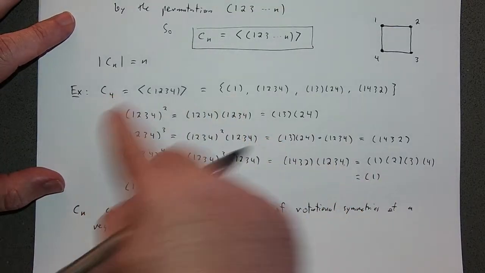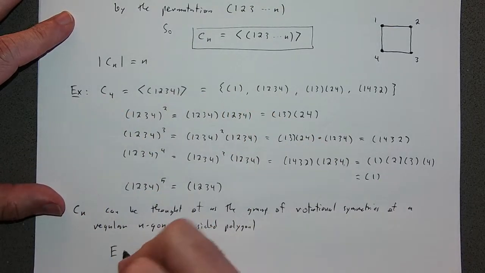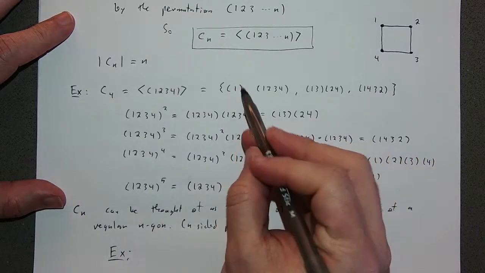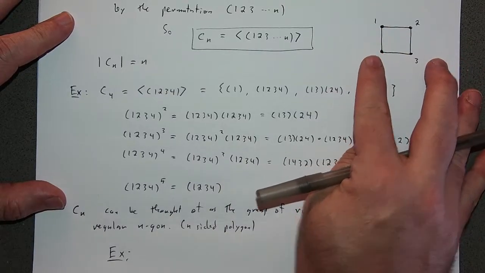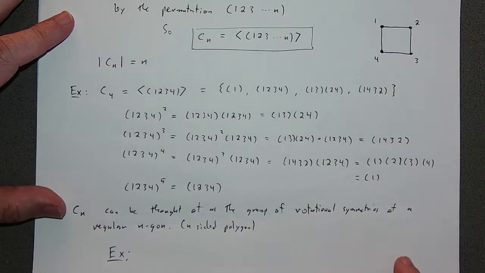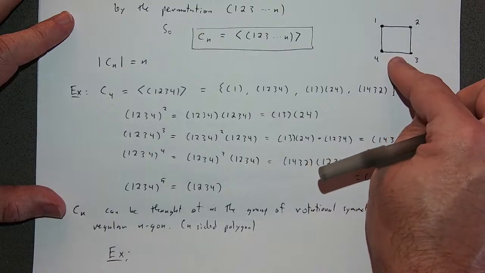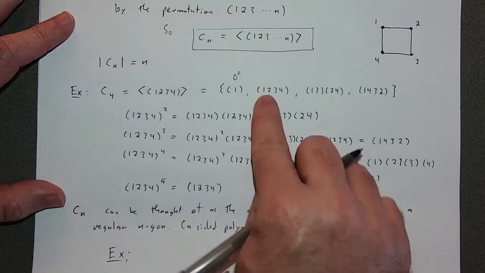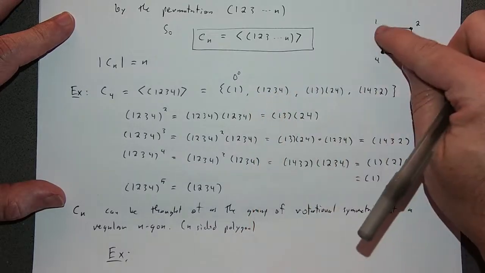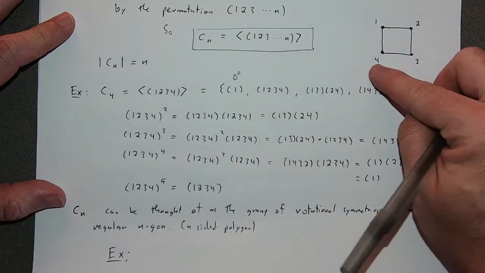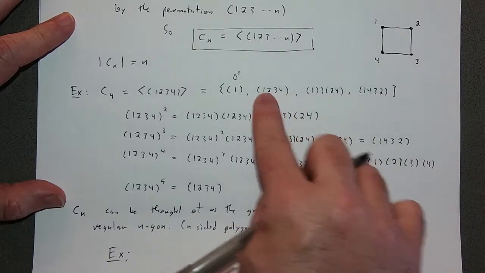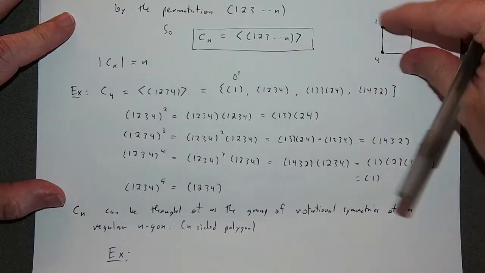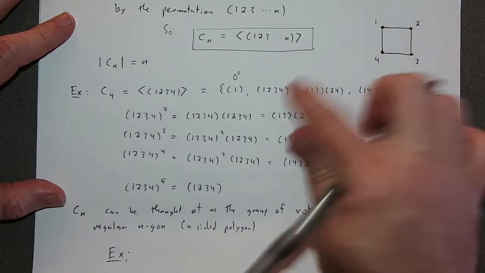So what is C sub 4 in this case? Well, this element corresponds to doing nothing to this picture. In terms of rotations, this would be rotation by 0 degrees. So this is the 0 degree rotation. (1 2 3 4) takes 1 to 2, 2 to 3, 3 to 4, 4 to 1. That's literally what this cycle does, simultaneously. What is that? That is a 90-degree rotation clockwise.